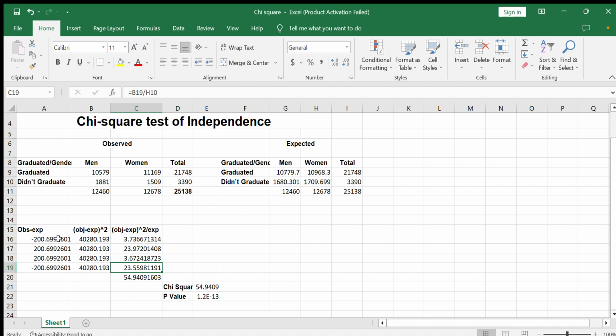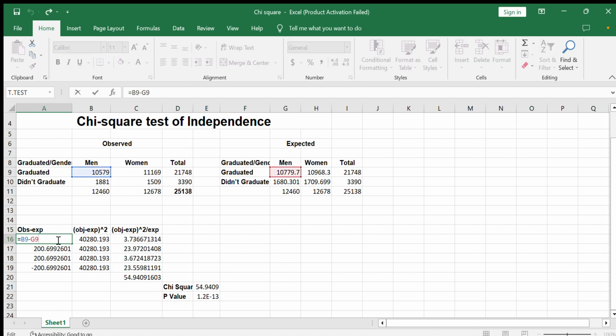So here is the observed minus expected. If you double click, you will see that this is the subtraction of B9 minus G9. If you double click here, you will have B10 minus G10. If you double click here, you will have C9 minus H9. If you double click here, you will have C10 minus H10.